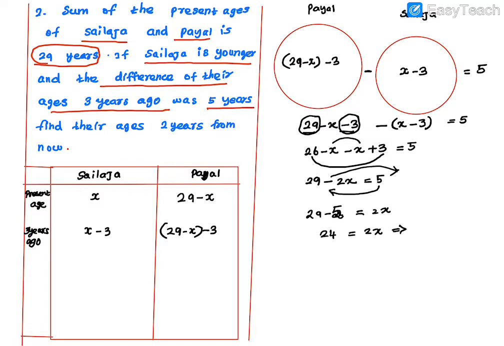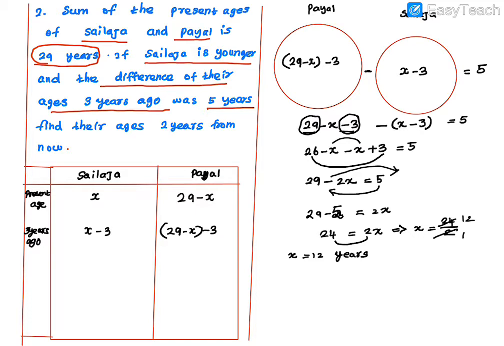That means what will be the x? So 24 divided by 2, the 2 will go to that side. So 24 divided by 2: 12 twos are 24. That means x equals 12 years old. So this is the value we are getting.